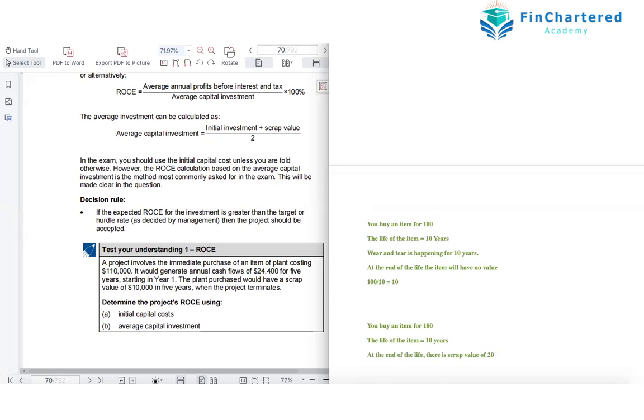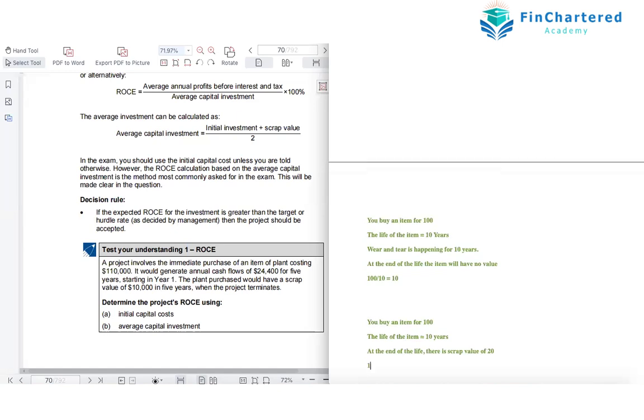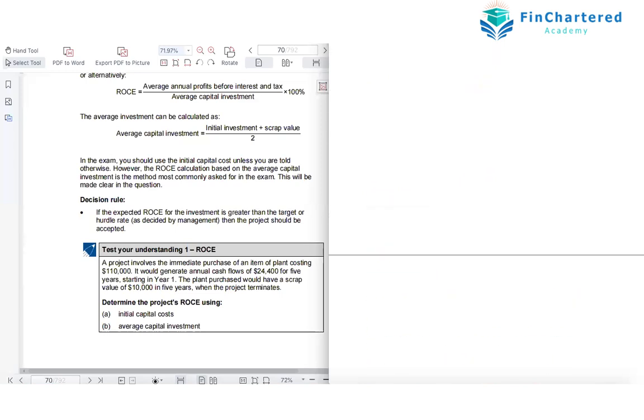So after using the asset, after all the wear and tear, the asset still has a value of 20, meaning from 100, 20 will be left over. So the wear and tear was for 80. 20 rupees is left over after wear and tear. So depreciation was 80 for 10 years, meaning the yearly depreciation is 8. Now let's see if we can do test your understanding one.